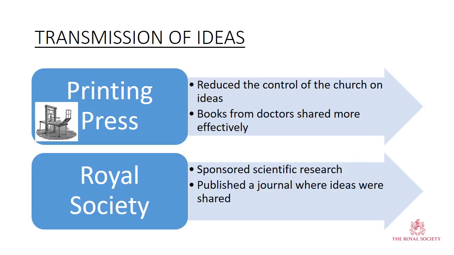Another thing that came from this period of time was something called the Royal Society. This was important because it gave money to scientists to produce new research and come up with new ideas, and importantly, they also published a journal which enabled scientists to share their ideas, and people could contribute. It's still going strong today, the Royal Society. So it became a central focus for the scientific community.